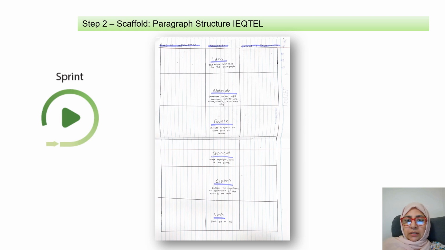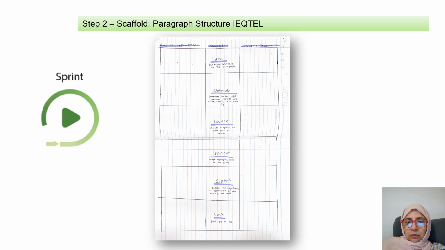I is for idea. It says the child is written elaborate, but it could be elaborate, explain, or example, depending on which ICTEL you are using. Then quote, technique, explain, and link. So this is the basic form of a structure that we use in English. And I thought, okay, if we make a single point rubric and each of the criteria of how to create an idea, how to elaborate, how to quote, what would be the standards of performance for writing a sentence with the idea?